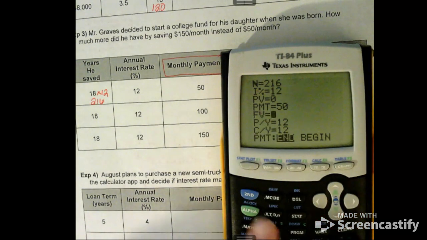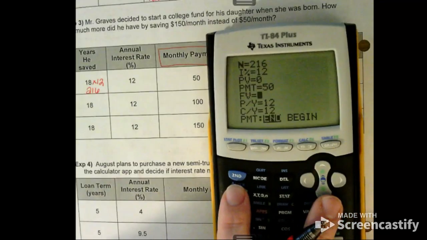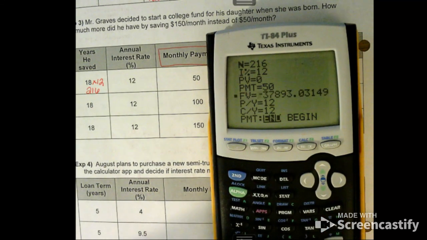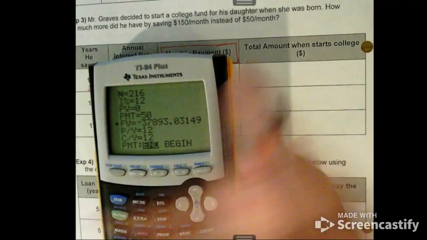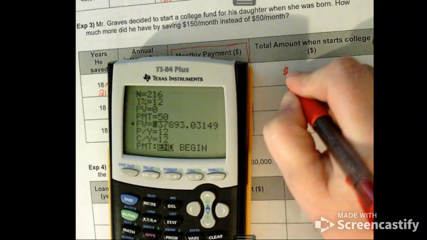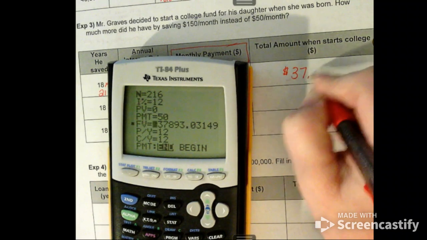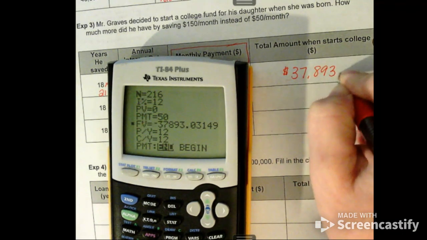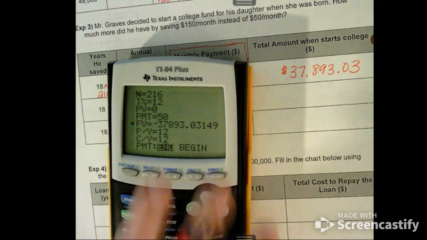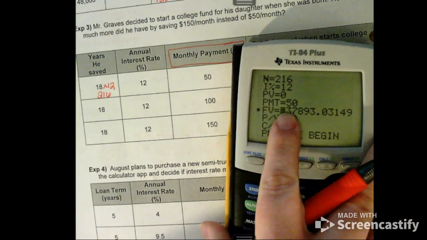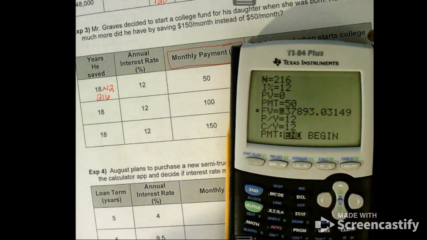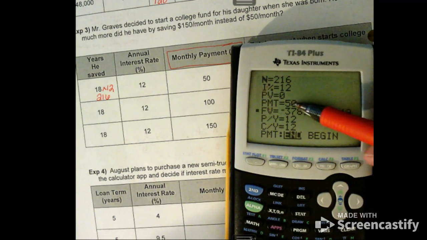All right, what do you think I'm going to do? Alpha, enter. It gives me a negative, I just ignore the negative. And that is how much there would be after 18 years of putting $50 away. Just what we did on the other one, except instead of putting it at the payment, we put it for the future. Wait, I messed up. Do you have 216, 12, 0, and 50?